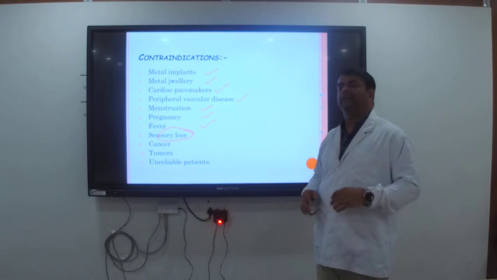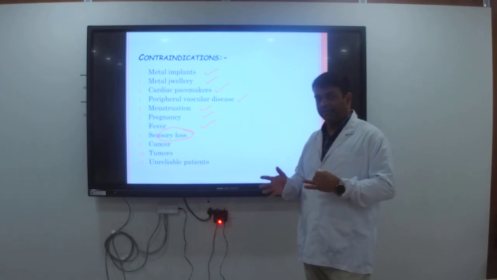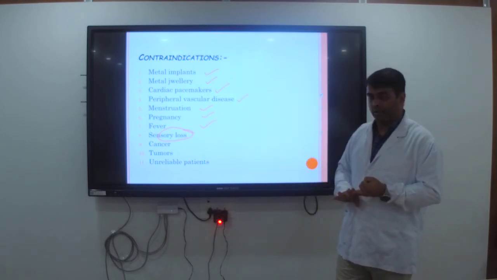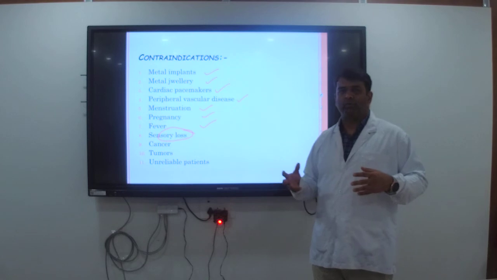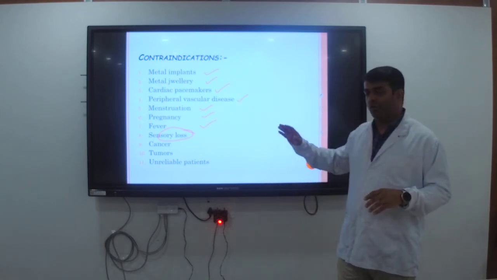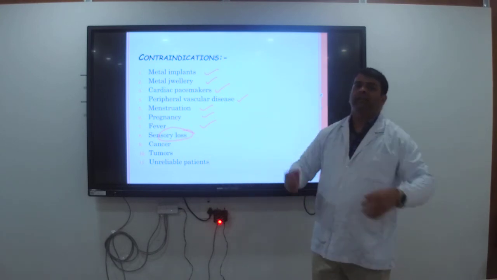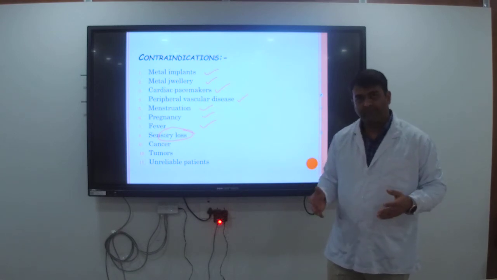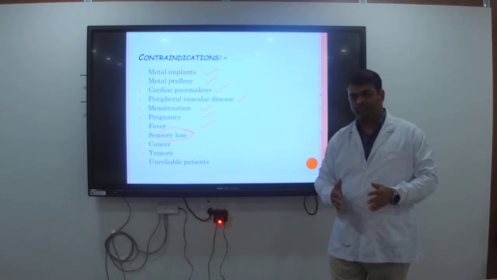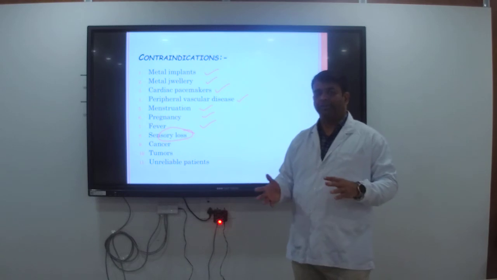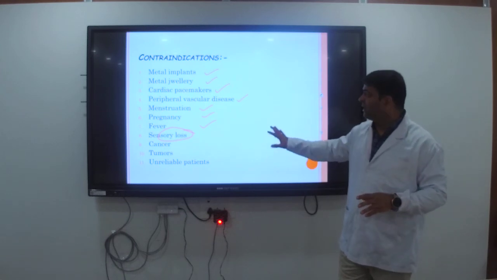Next is cancer. Obviously, when a cancer patient is there, they must have gone through chemotherapy or radiation therapy. In these two conditions, SWD should not be given. Next is tumors. If the patient has a tumor over some area of the body, SWD should not be given. And unreliable patients. What is an unreliable patient? Maybe small kids, or patients who are not able to lie on a bed for 10 to 15 minutes. Avoid such patients for SWD treatment.